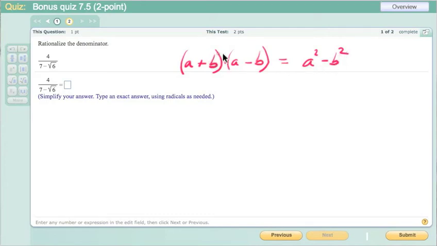And the reason for that is because every time you multiply this out with your FOIL or double distribution, you get a plus BA and a minus BA and they cancel. And all you're left with is A squared minus B squared. So that's the origins of the shortcut.